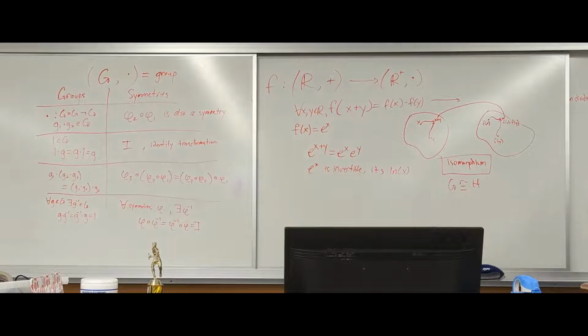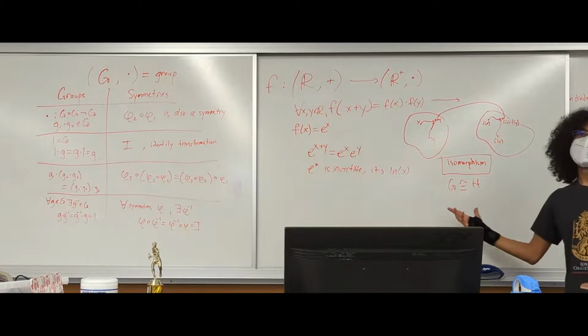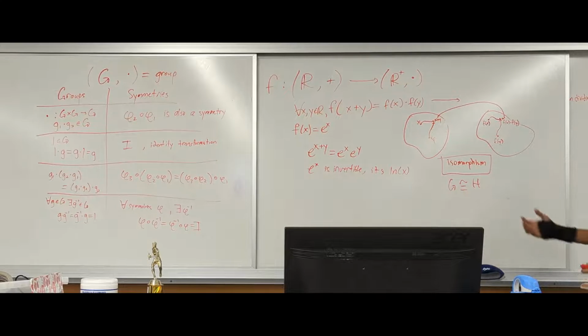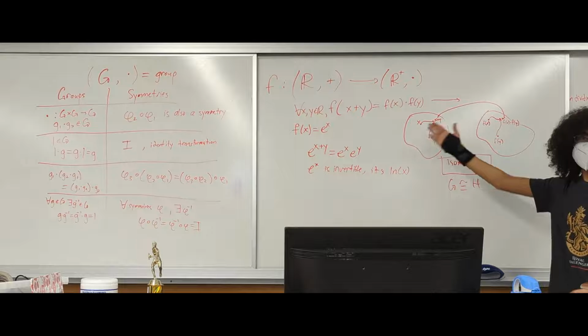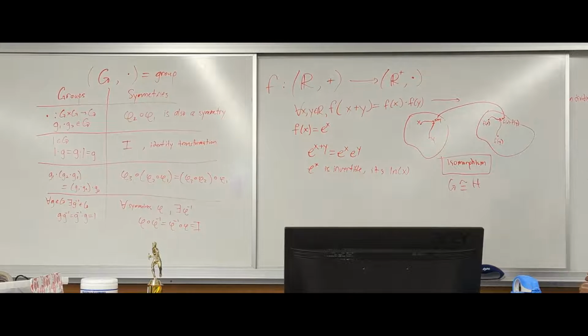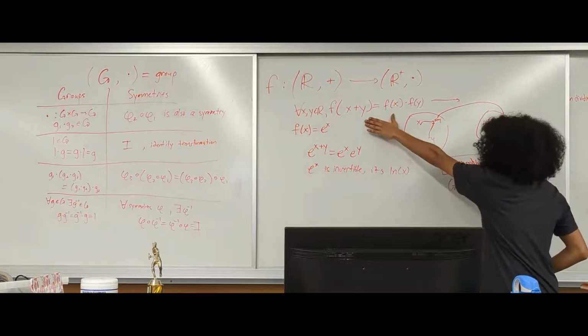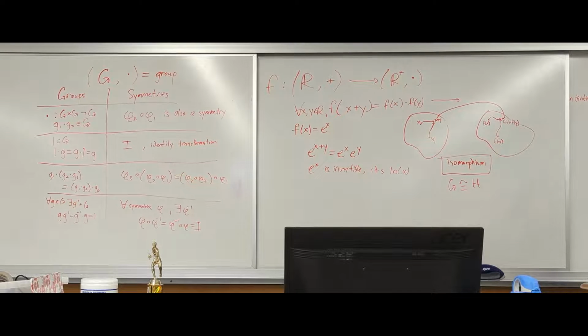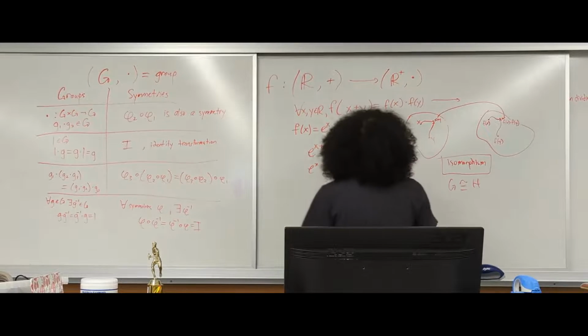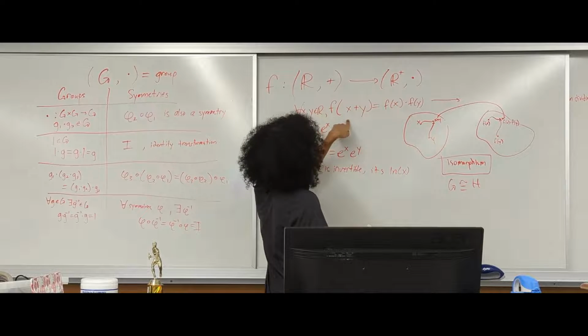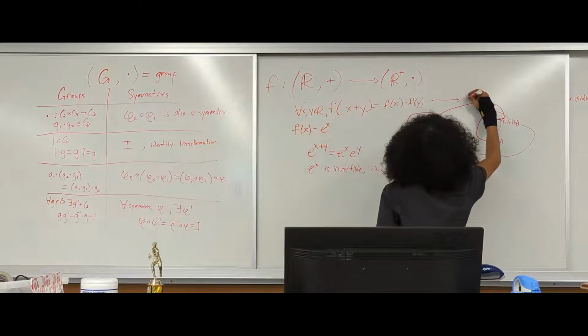All right. Sometimes we don't want two groups to actually be equivalent, but we can find these sort of structure-preserving relationships between them. And so this is still true, but we don't necessarily need the function to be invertible. So if only this is true, then we say that the function is a homomorphism.